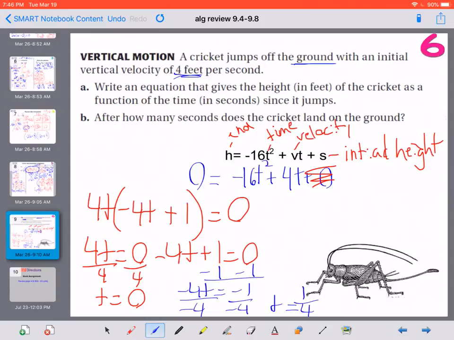Now we're looking for seconds. After how many seconds does the cricket land on the ground? Well, it doesn't make sense to have 0 seconds because you know he's jumping up. It makes more sense to have 1/4 of a second.